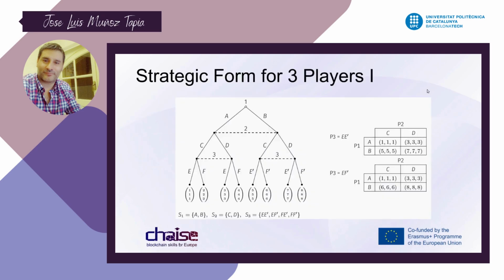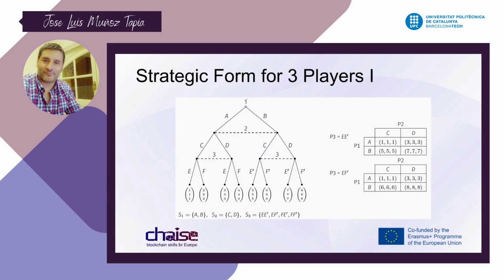And finally, before going to the scenario of the remote purchase, let's see how to create the strategic form for 3 players. Because up to now we just have a matrix with two players, and it is easy to build a 2D matrix with two players. But what happens when we have three players? For example, like in this example here.